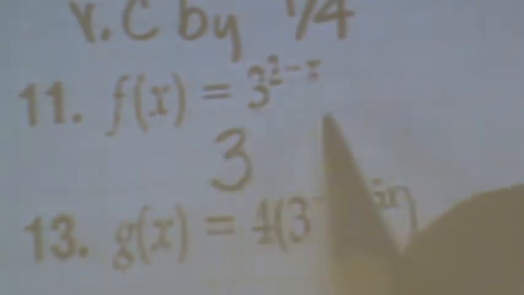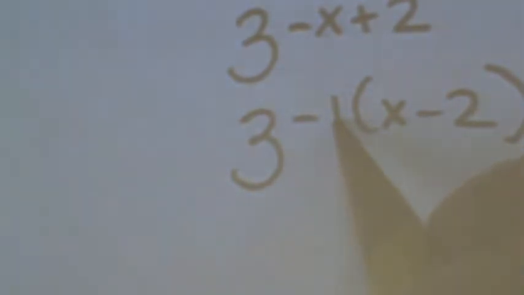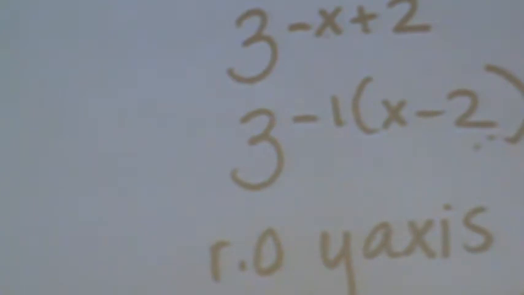The next one, number 11, you're going to rewrite this as 3 to the 2 minus x. That's what it says, hard to read. But then rewrite this as 3 to the negative x plus 2. And then also, you're going to pull out the negative 1: 3 to the negative 1 times x minus 2. So this one is a reflection over the y-axis, and it's going to be right 2. So reflection over the y-axis and 2 units right, because that's a negative 2, so it's going to be 2 right.